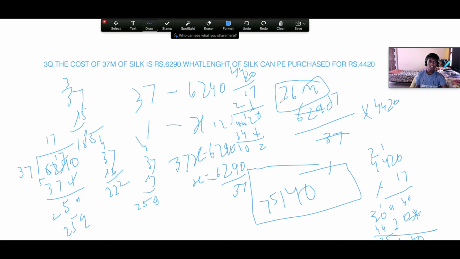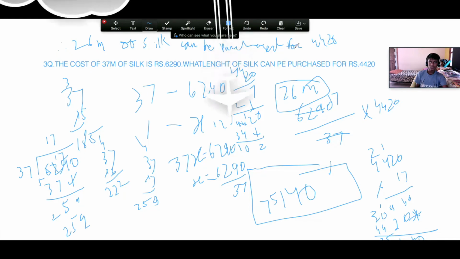So I'll tell the conclusion, friends. So there is no space, so okay, let me try here. The conclusion is that 26 meters of silk can be purchased for rupees 4,420. Okay, now let's solve the question.